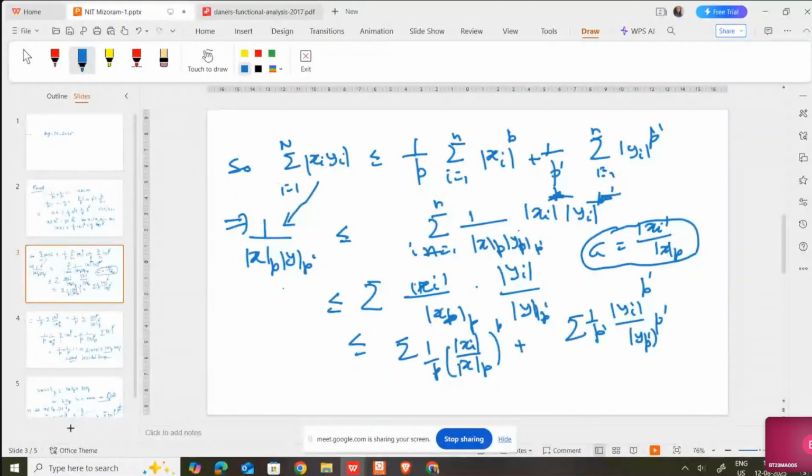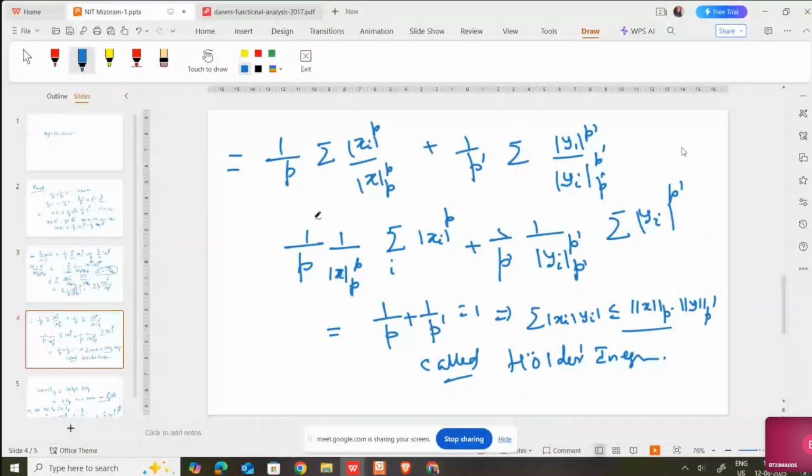What you get is, if you apply the previous part, 1 over p mod xi raised to p divided by this, plus this one. That's a simple calculation. So this splits into two summations using Young's inequality. So remove 1 over p out. What you get is mod xi raised to p over norm of x_p raised to power p. That is what Young's inequality says. Similarly, it is 1 over p prime into mod of yi raised to p prime divided by norm of y raised to p prime. This one.